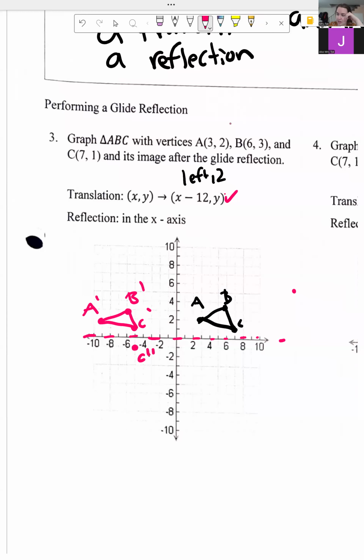Okay, B is at 3, so we're 1, 2, 3 away. We want to be 1, 2, 3 more. Right there at -3. B double prime. A is 2 away, so we're going to be 2 more away right there. A double prime. Okay, so we made it glide, and then we reflected it down over the x-axis.